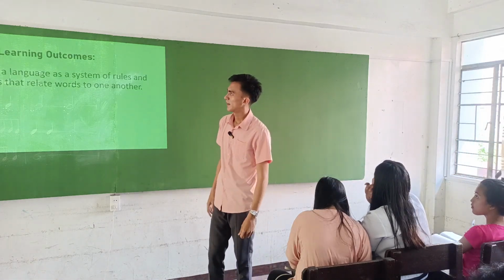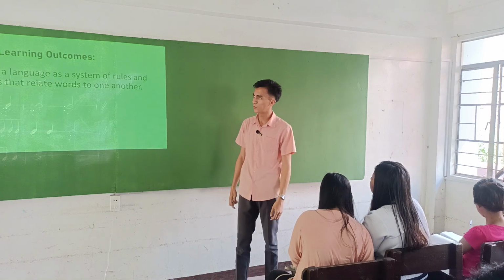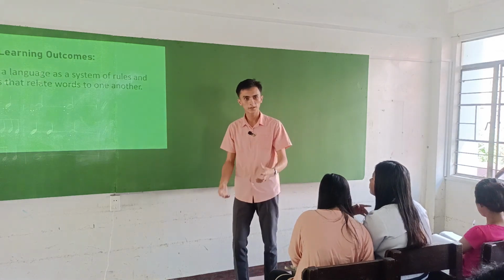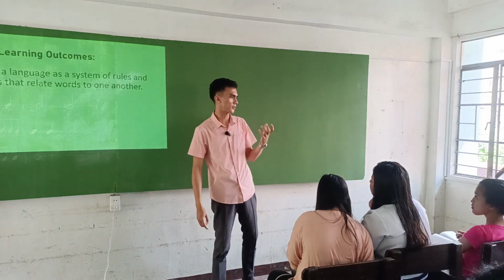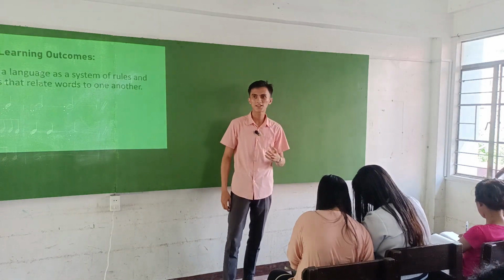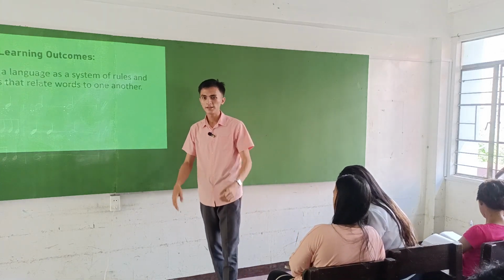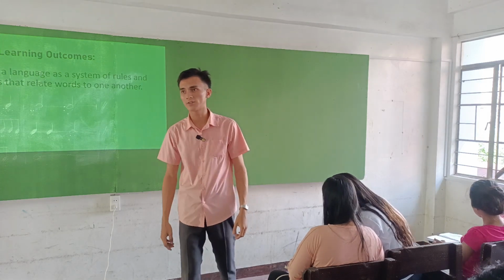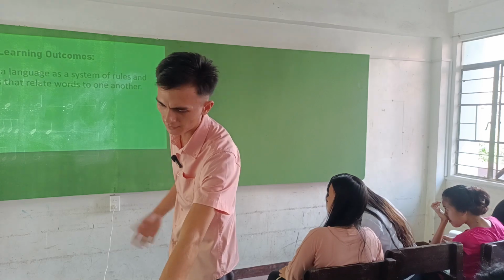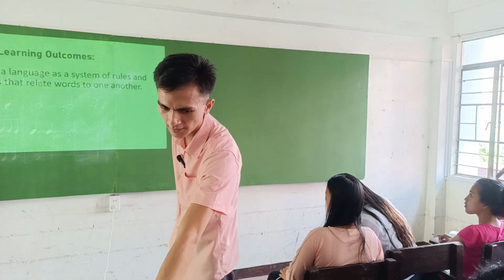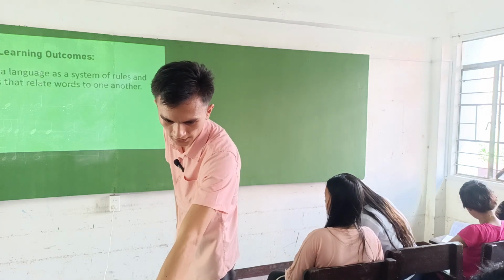Identify a language as a system of rules and patterns that relate words to one another. Okay? It's very self-explanatory that to be able to be master or to be the masters of English, no? And any language per se, we have to identify the rules. Okay? The patterns also that relate to words, unsay kalahian, how do they connect with each other, and all those kinds of stuff.